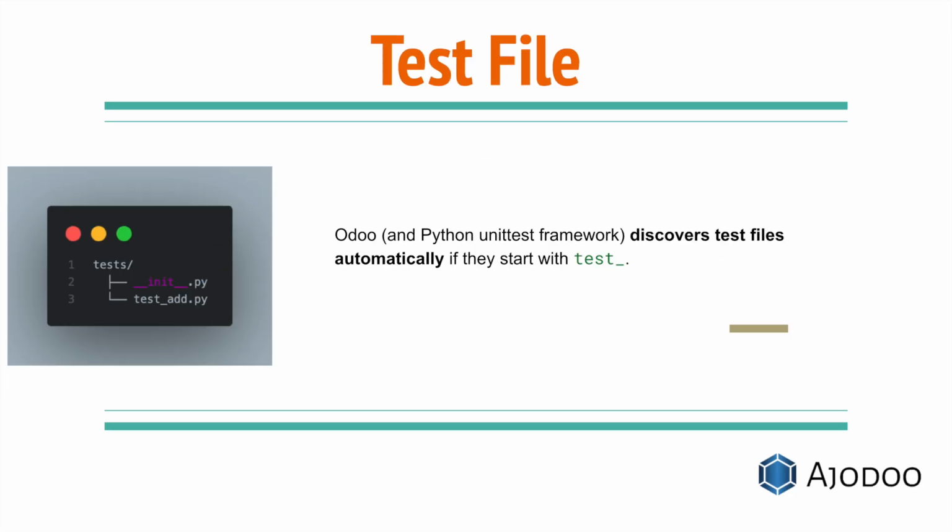So this is the test file structure. Inside the test folder we will add the init file and the test files. The test file names should start with test underscore, and only then will the Odoo framework or unit test framework discover the test files automatically.